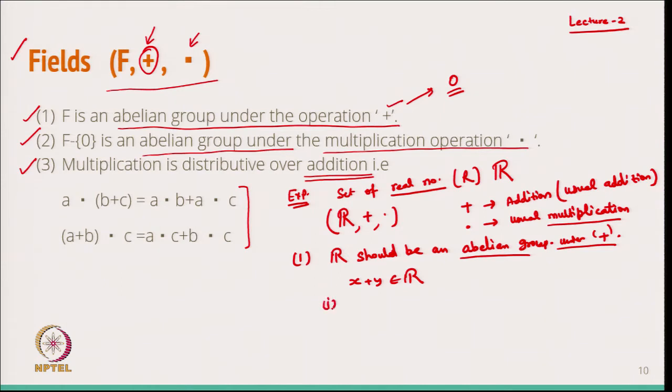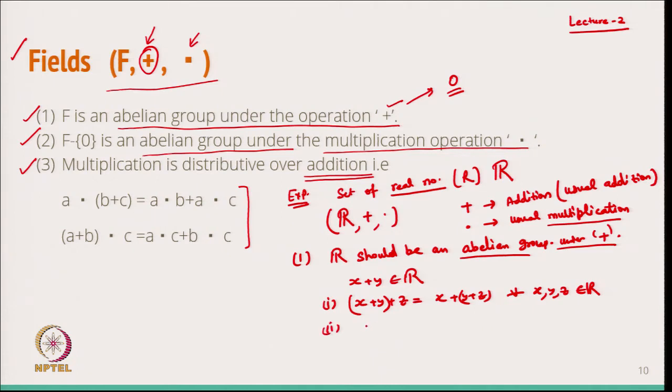Then I can define another property, associativity. So (x plus y) plus z can be written as x plus (y plus z). This is true for all x, y, z belonging to the set of real numbers R. So I can say that this is associative.